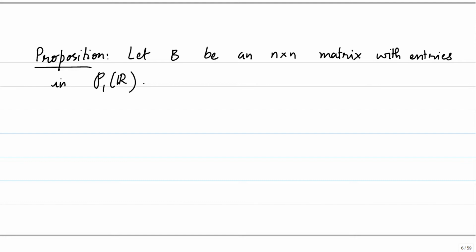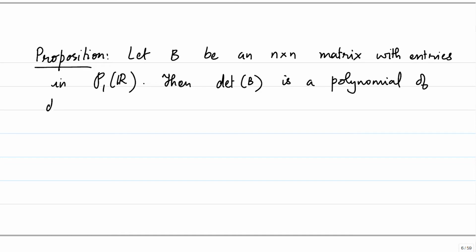Now the situation fits. Look at one of the A's which we considered earlier, and we look at A minus lambda I. A minus lambda I equal to B is a perfect example of an n cross n matrix with entries in P1 of R. The conclusion of the proposition is that then the determinant of B is a polynomial of degree less than or equal to n, i.e. the determinant of B is in Pn of R. That's quite nice, because if we manage to prove this proposition, what we have essentially proved is that the characteristic polynomial of a given matrix A is a polynomial of degree less than or equal to n.